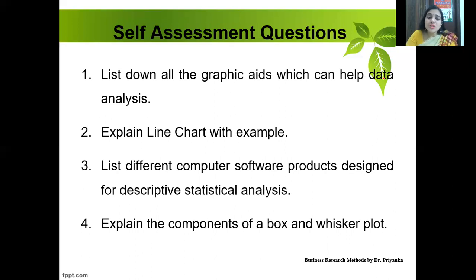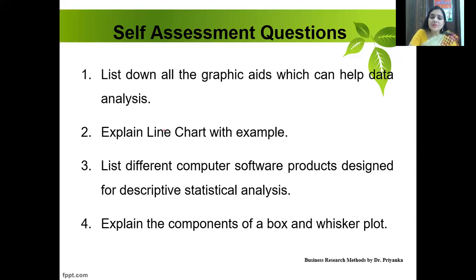Then you can mention histograms, box and whisker plots, those are also under this, right? So these are all the graphic aids you generally use in case of data analysis. You can just list down all the graphic aids and then explain them at least within 1 or 2 lines.